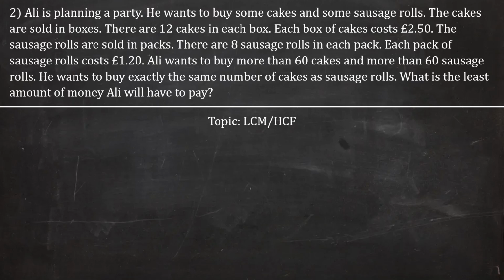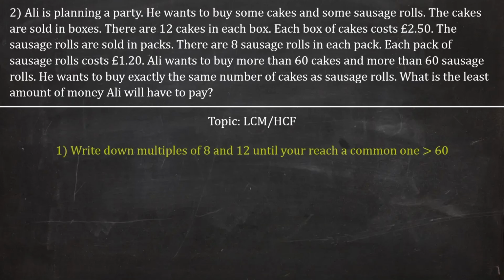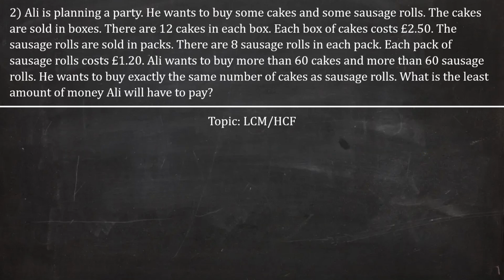Next question. Question 2, I don't want to read this, too long, can't be asked, but the topic is lowest common multiple, highest common factor. So first thing we're going to do is write down multiples of 8 and 12 until I reach a common one bigger than 60 for both of them. So we're finding the lowest common multiple.